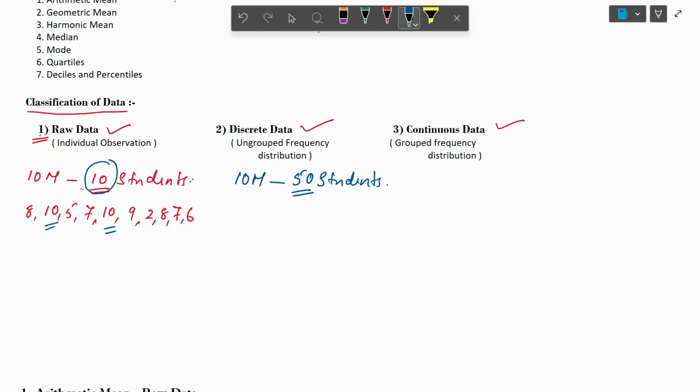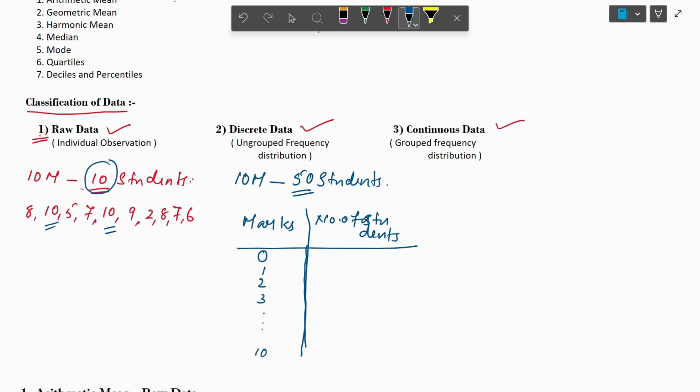Now, here the teacher is making two columns: the first column is marks, and the second column is number of students. Now what is the teacher going to do? The teacher is going to write the marks. Because it is out of 10, the students can score marks from 0, 1, 2, 3, etc., up to 10. That means the teacher has listed the marks in the first column.